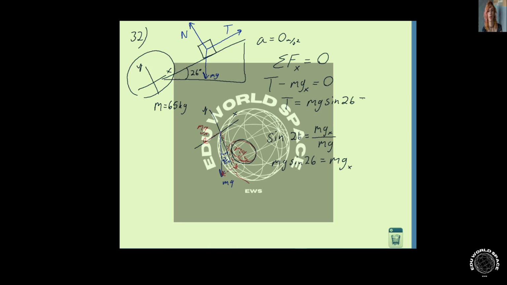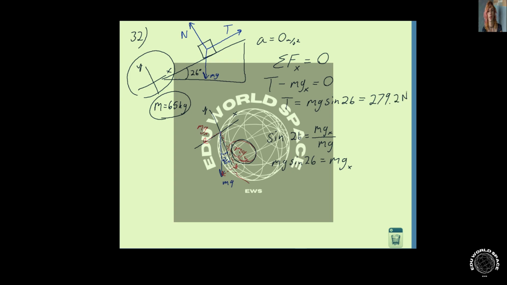So plugging that into the calculator, mg times the sine of 26, remember the mass of the skier? Sorry, I didn't say that explicitly. 65 kilograms. So 65 times 9.8 times sine 26 is going to give us 279.2, 0.2, how about, newtons. So there you have it.